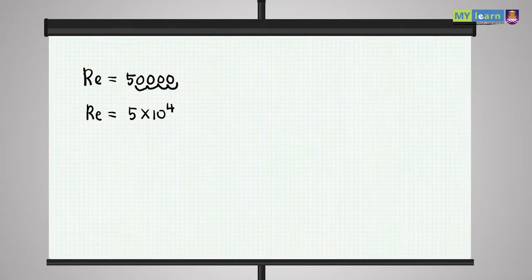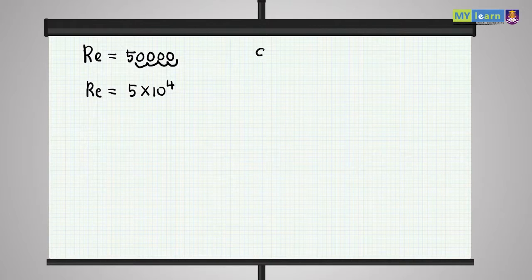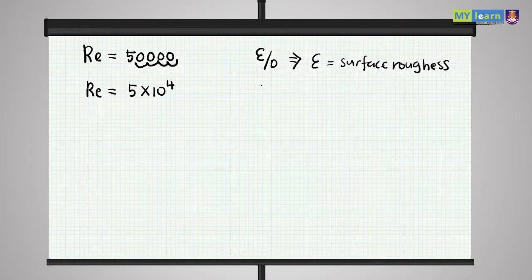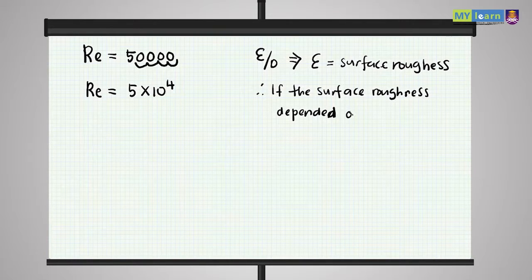Okay. Next, we have to know what the epsilon over D is for this study. The relative roughness is based on two parameters. Number 1 is epsilon, which is the surface roughness of the material of the pipe. So how do we get the surface roughness? As I said just now, the surface roughness is dependent on the material. If the surface roughness is dependent on the material, we have to check the material from the Moody Chart. So check for the roughness in the Moody Chart.